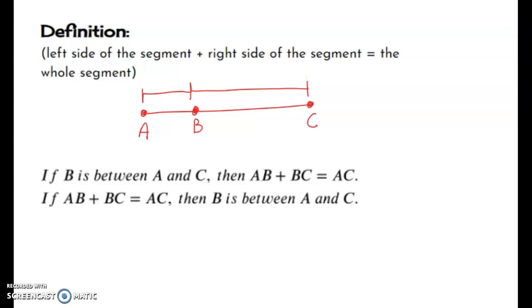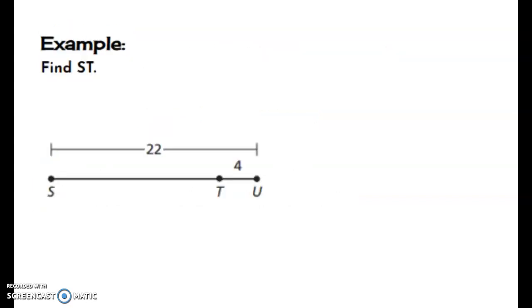So what I would do is just have this drawing right here of our segment. And then the words down here are going to help you remember that if you know B is between A and C, then you can do AB plus BC equals AC. It also works backwards. If you have the statement that AB plus BC equals AC, then you can determine that B is on the line segment between A and C. Let's do the example on the top right.